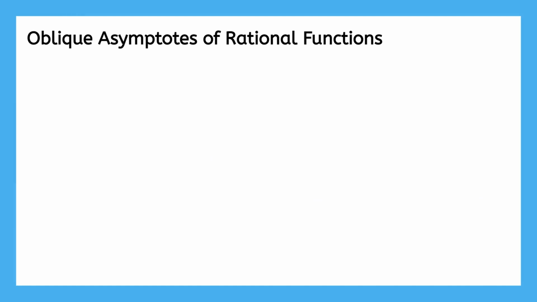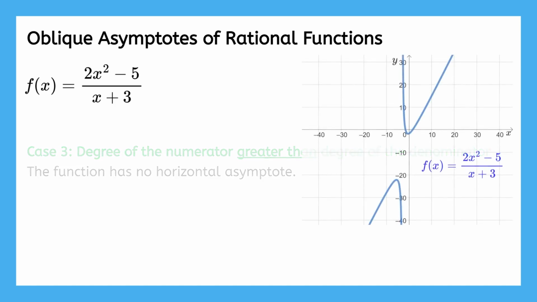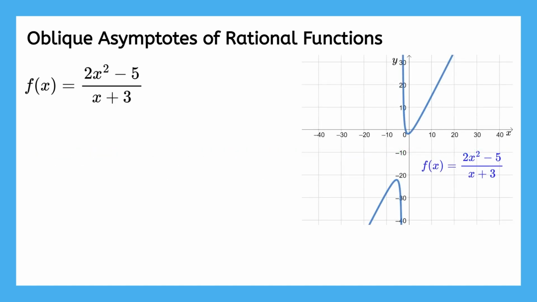Now, why do some functions have oblique asymptotes? And how do we find the equations of these asymptotes? To answer both of these questions, let's look at an example. Notice here that the numerator has a higher degree than the denominator. That means it doesn't have a horizontal asymptote, like we learned from the last lesson. When we look at the graph, we confirm that there is no horizontal asymptote, but there might be an oblique one.